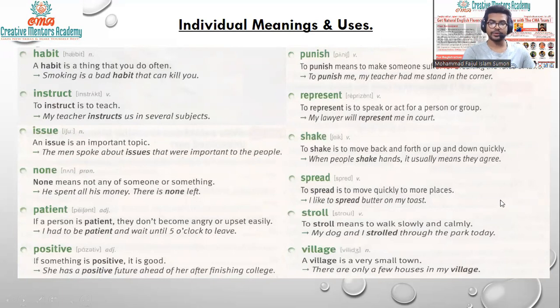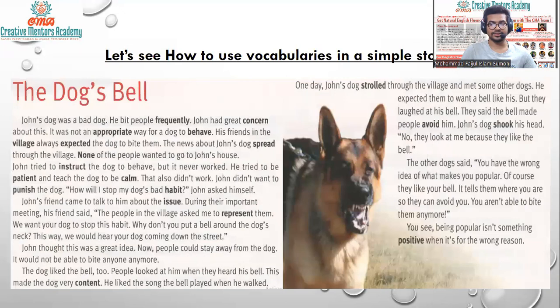So, thank you all. These are the 20 intermediate level vocabularies for today, and let's jump to the next segment, which is absolutely the same thing: story making with all the 20 vocabularies. Today's story's title is The Dog's Bell. Oh, wonderful story, you know? So let's read it out loud, okay?